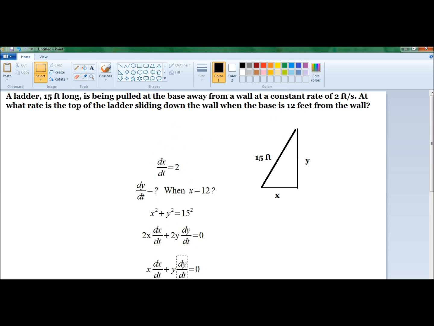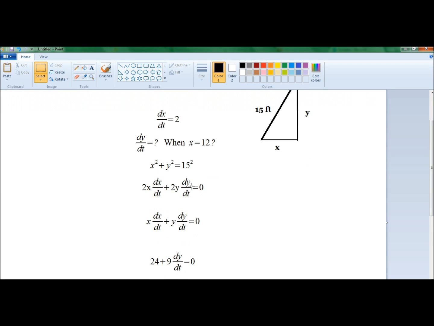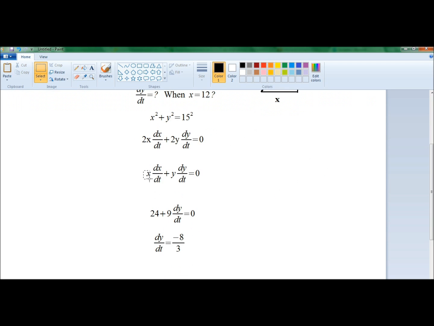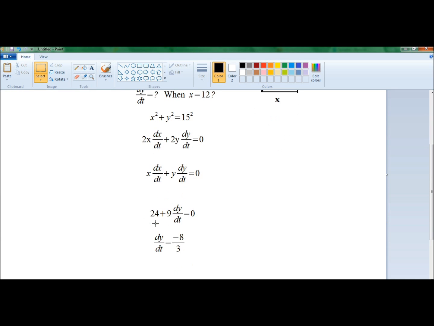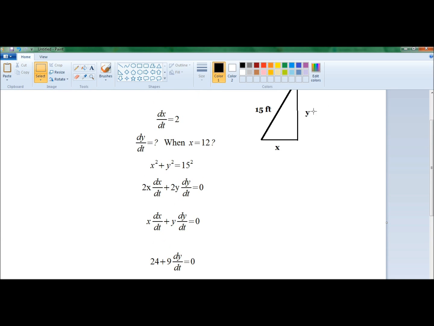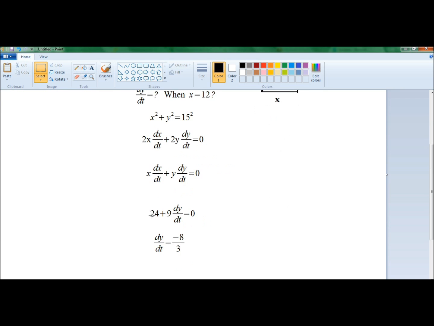Okay, so now I want to solve for dy/dt, but I want to solve at a specific moment in time, when x is 12 feet away. So let's make x 12. We know dx/dt is 2, so this becomes 24 essentially. And we can find out what y is by solving for y at this moment in time. So we find out that y is 9 when inserted into this equation. So now I just move 24 to the other side, and then divide both sides by 9 to get dy/dt is negative 8/3 feet per second.